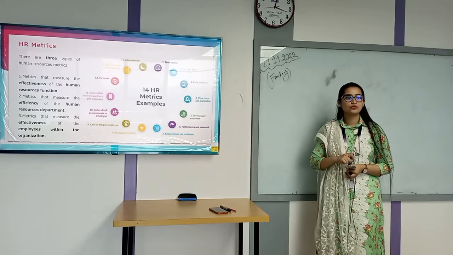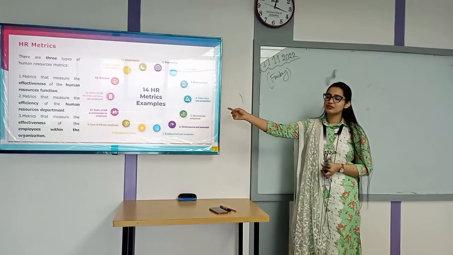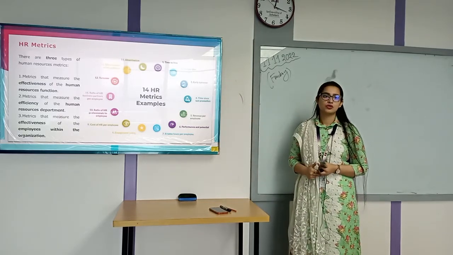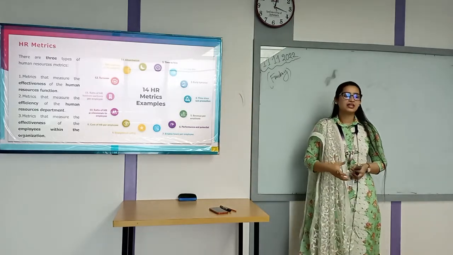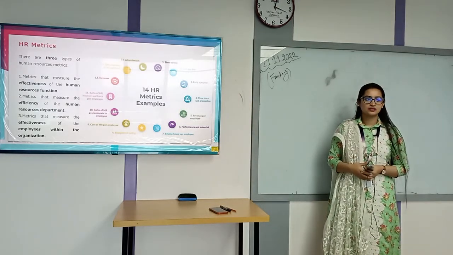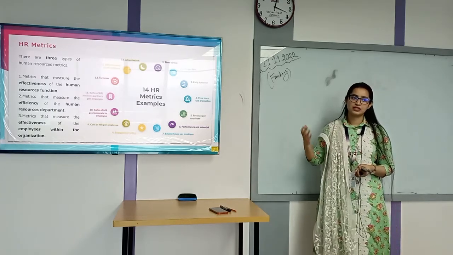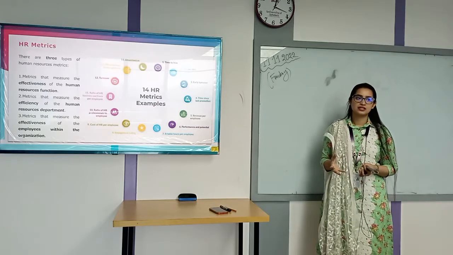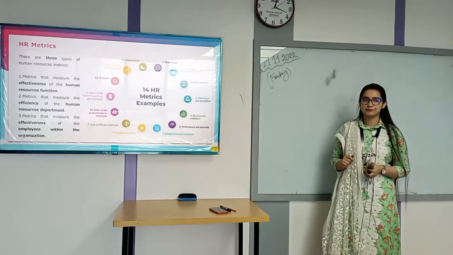So if the HR team is doing a good job, turnover will be less. If the HR team is not doing a suitable job, then turnover will be more. So by seeing the turnover, we can tell how efficient the HR team is or not. The efficiency of the HR team can be represented by turnover alone. If the turnover is more, that means the HR team is not efficient. If the turnover is less, that means the HR team is working in the right direction.